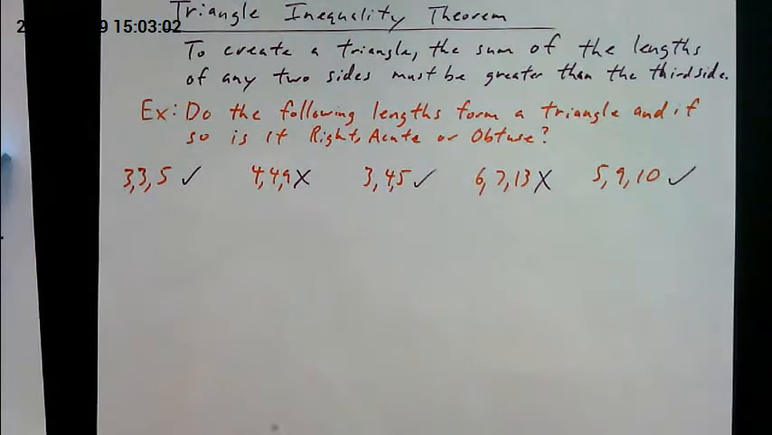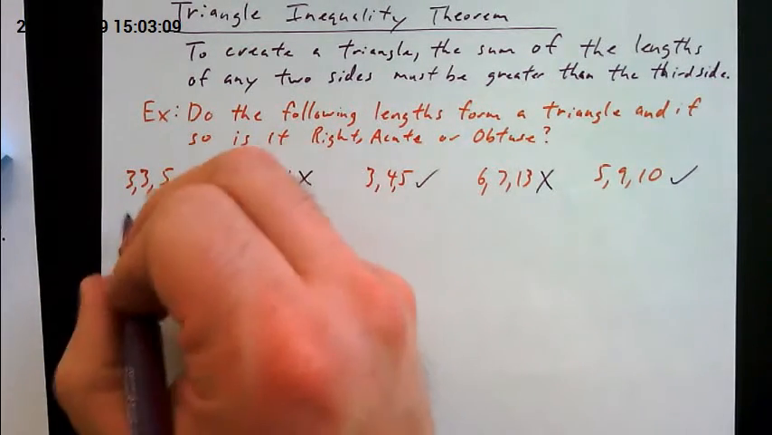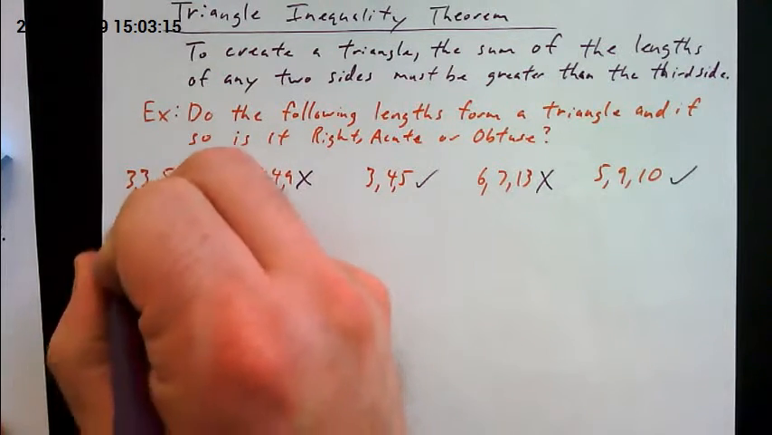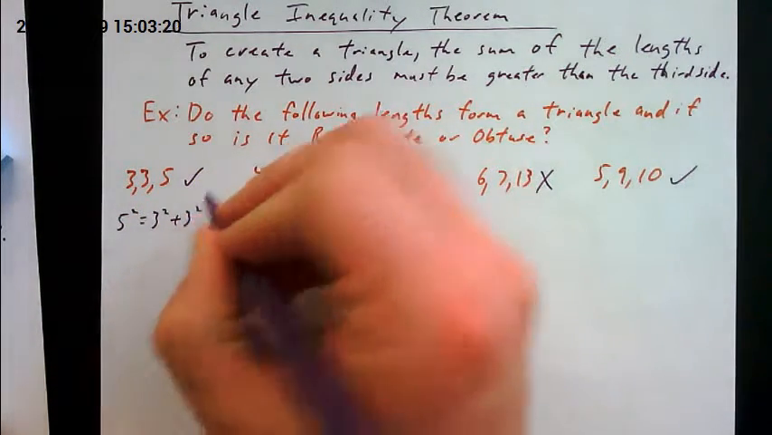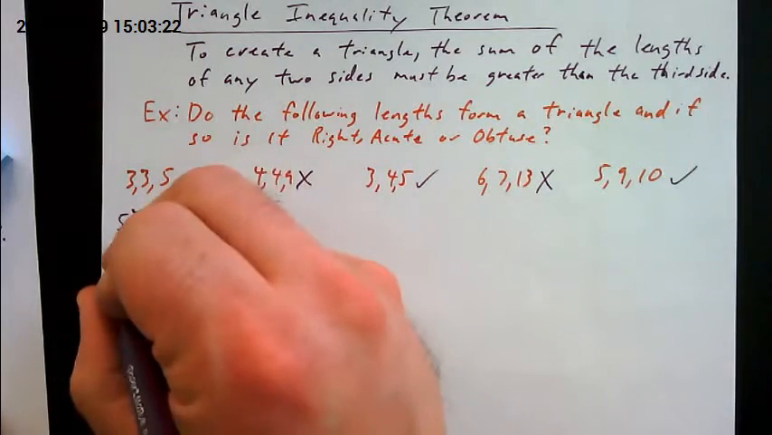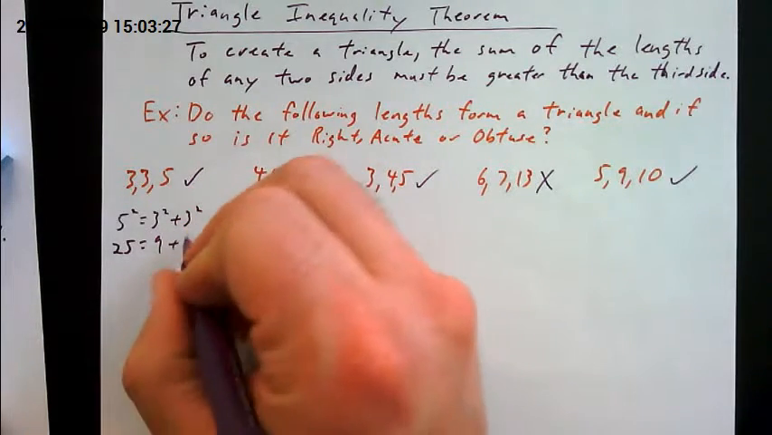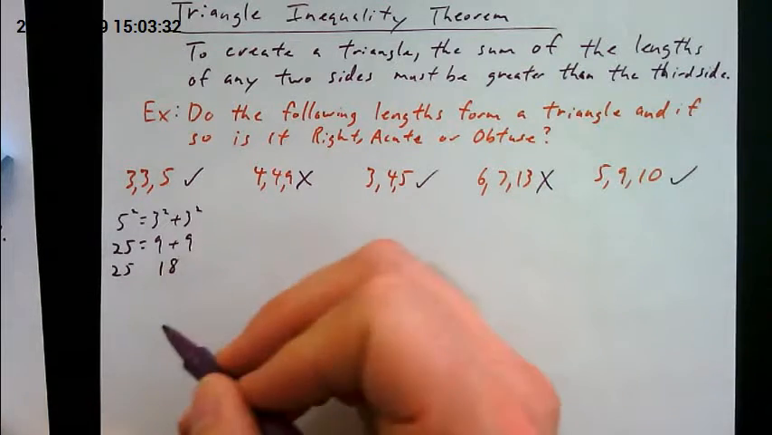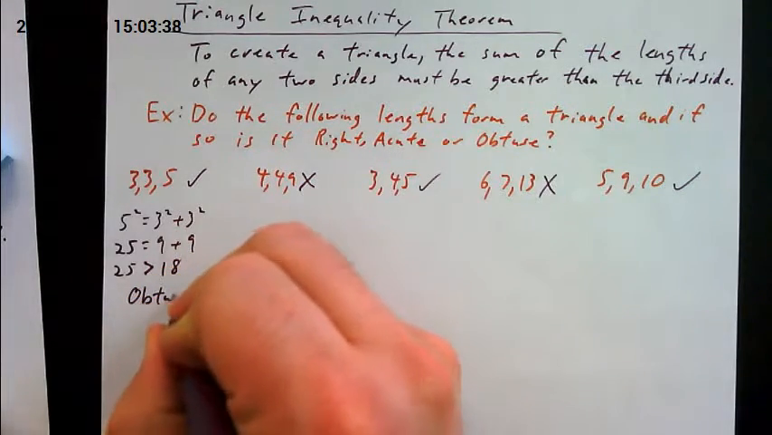Now that we know that those three are triangles, we can use the Pythagorean theorem to identify whether it's right, acute, or obtuse. So on the first one, if we were to plug this in, again, the longest side will always go in for our C value. So 5 squared equals 3 squared plus 3 squared. 5 squared is 25. 3 squared is 9. This other one is also 9. So 9 plus 9 is 18. The 25 is greater than 18. Therefore, this is an obtuse triangle.